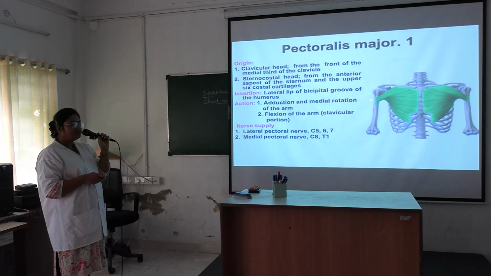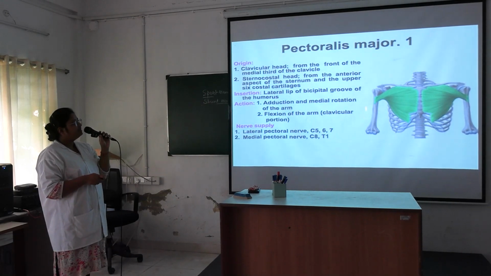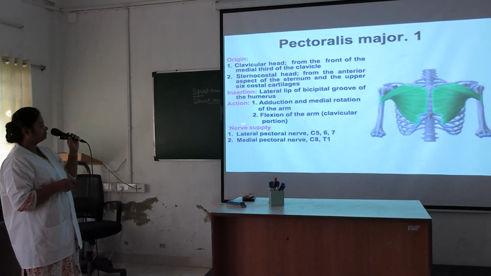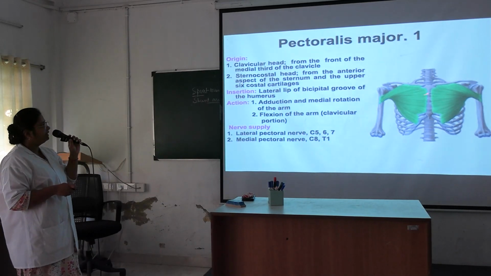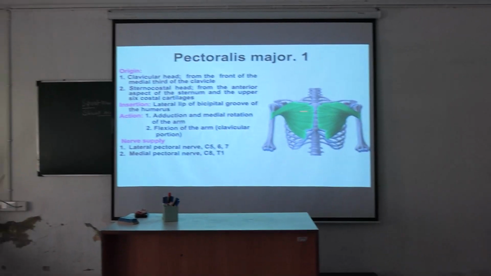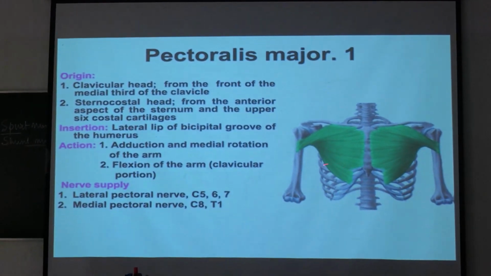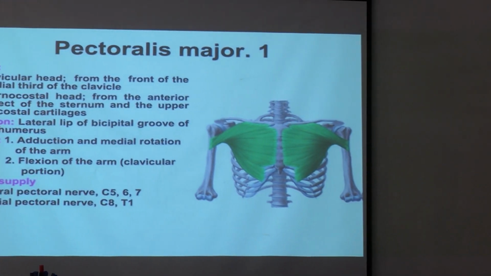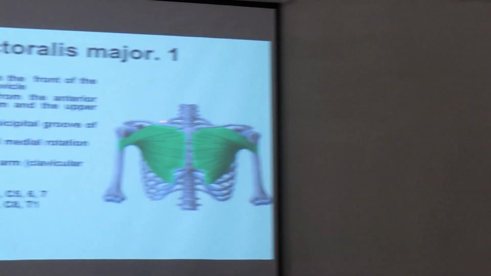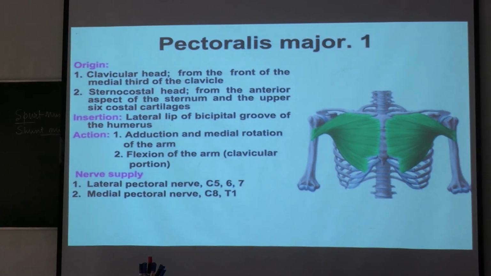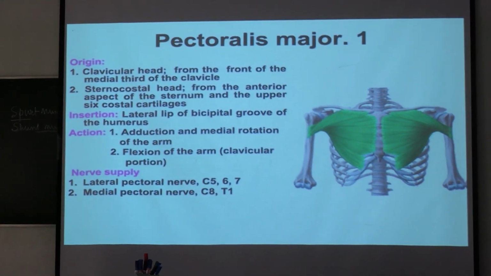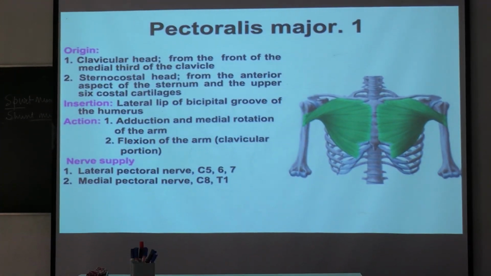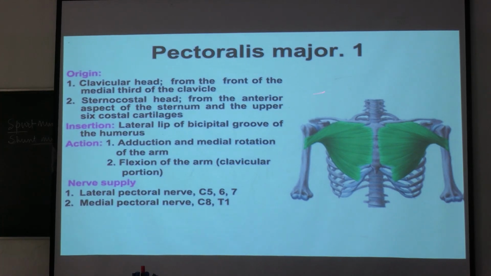Insertion. This part is the insertion of pectoralis major into the lateral lip of the bicipital groove of the humerus. Next, what is the action? It generally acts from the site of origin. So it will help in adduction and medial rotation of the arm, and also helps in flexion of the arm. The clavicular head mainly helps in flexion, and the sternocostal head helps in adduction and medial rotation of the humerus.